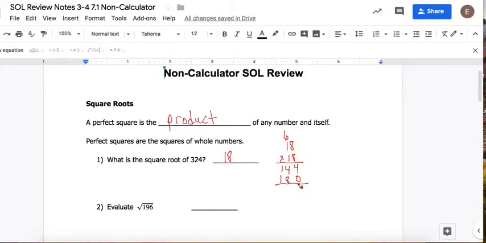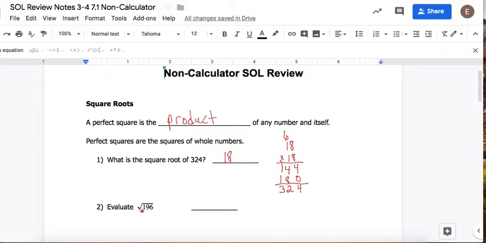And the last step is to add them up. 4 plus 0 is 4. 4 plus 8 is 12, carry the 1. And 1 plus 1 plus 1 is 3. So we get 324. So we know our correct answer of 18 is perfect. It checks out.